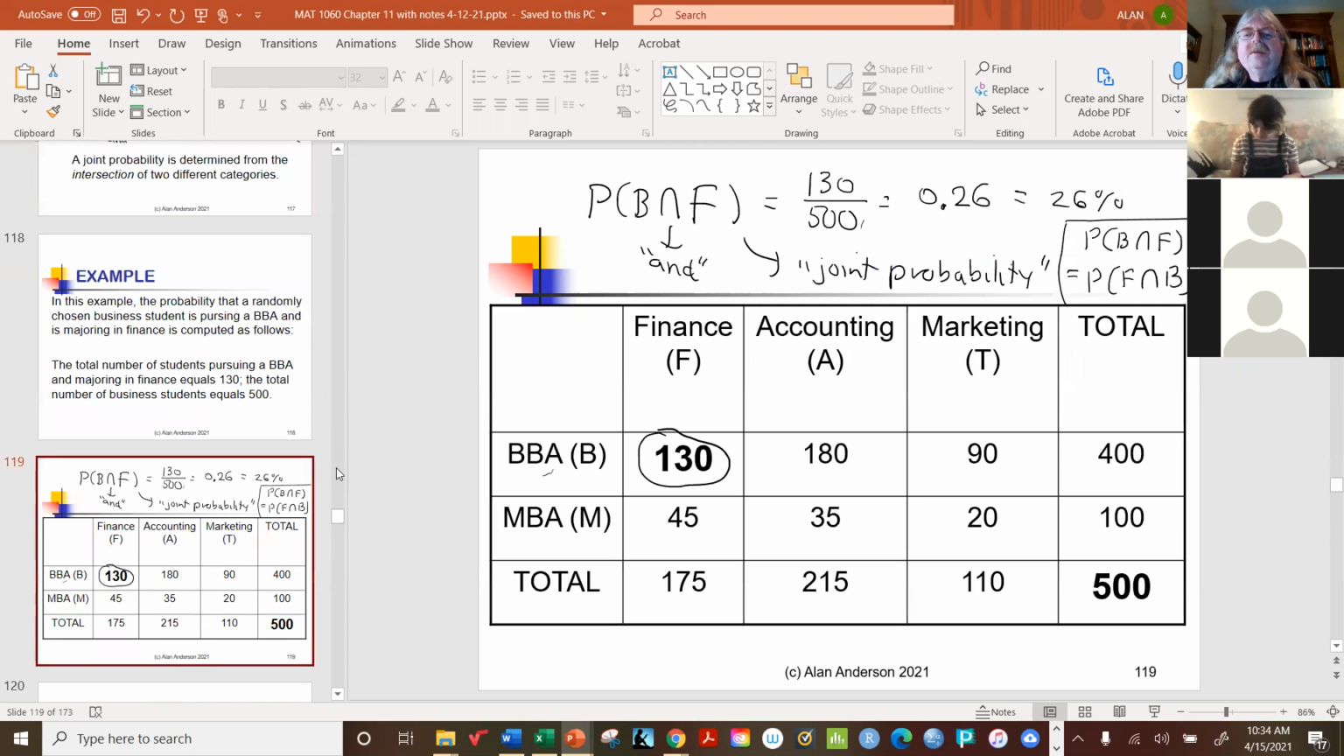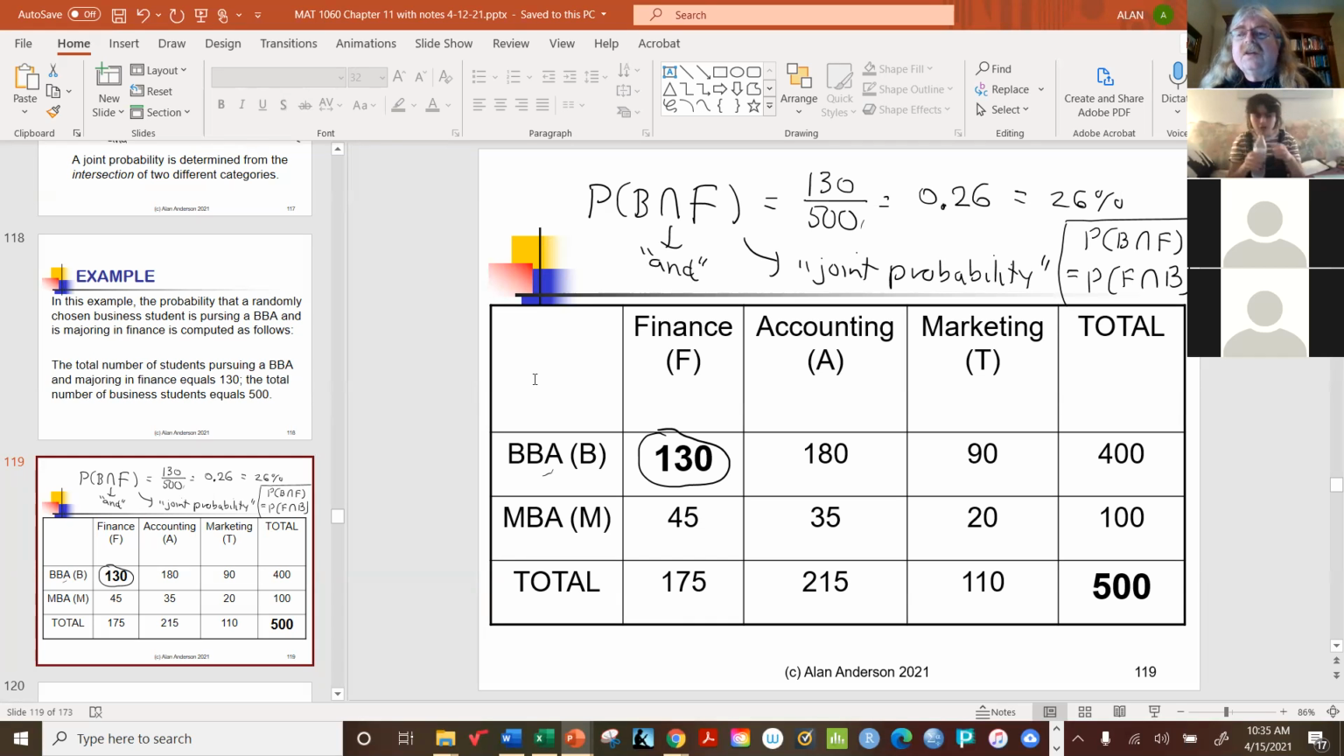For example, we calculated the probability that a randomly chosen student is getting their bachelor's degree in finance. How do we know this? Well, we look at the intersection of the row for bachelor's degree and the column for finance, and we find that 130 students in this business school are getting their bachelor's degrees in finance out of 500 total. So all we have to do is take the ratio of those two numbers, 130 out of 500, and we're left with 26%. Now, this logic is based on the assumption that everybody is equally likely to be chosen. I just want to mention that. If not, then we have to do something much more complicated.